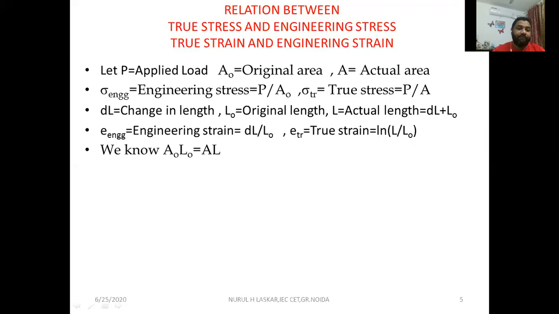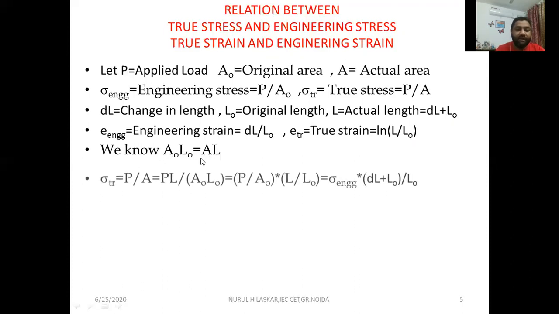Also we know that from the continuity equation, area multiplied by length is the volume, and area multiplied by length is also volume. So volume will remain constant. So A0 L0 is equal to AL. We will use this equation here.